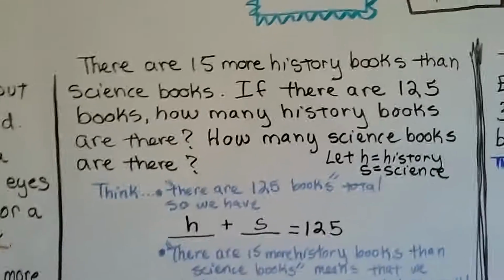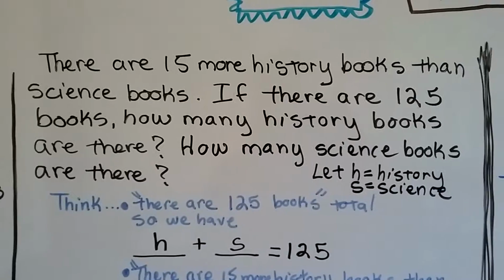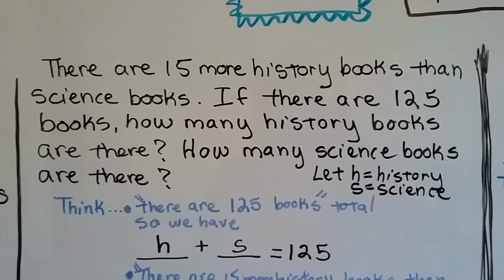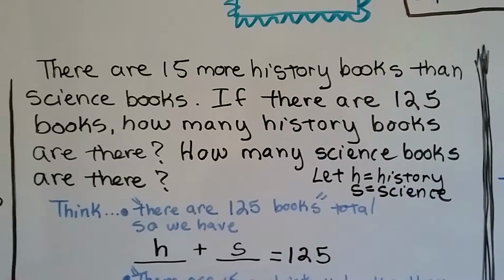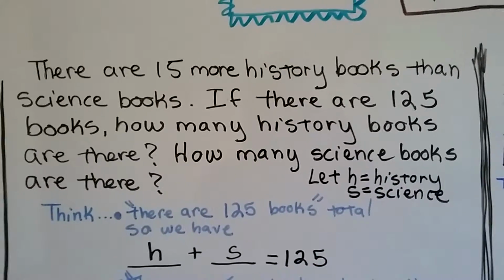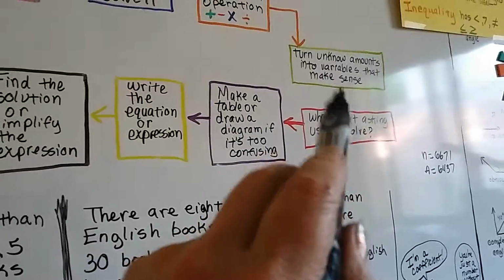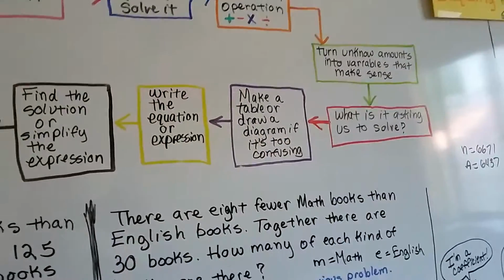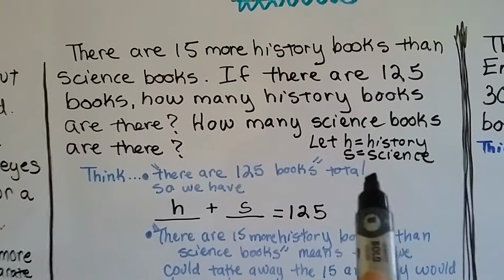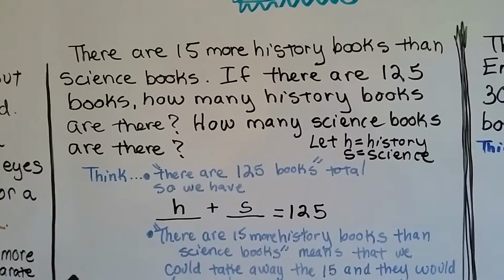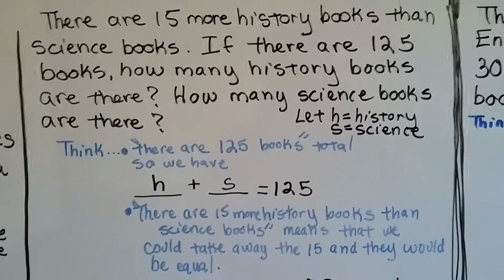All right, so here's our word problem. There are 15 more history books than science books. And if there's 125 books, how many history books are there? How many science books are there? So we're going to let H be history and S be science. Because remember, we want them to be variables that make sense to us. And then that way, we'll remember which is history and science. If we did X and Y, we might forget which one we gave to which, okay? This way, we can't forget when we've got the answer.